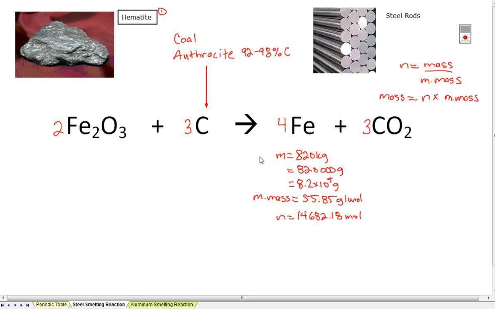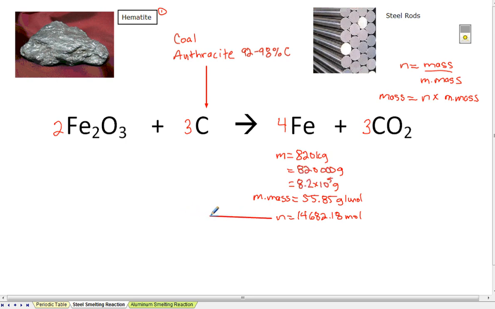Now, we've already established in the first two video lessons that we have approximately 820 kilograms of iron for the steel used to make your car. That gives us 820,000 grams. We've used our formula for calculating moles by taking the mass and dividing by the molar mass. In the case of iron, the molar mass is 55.85 grams per mole. So if I have 820,000 grams, then that's 14,682.18 moles of iron.